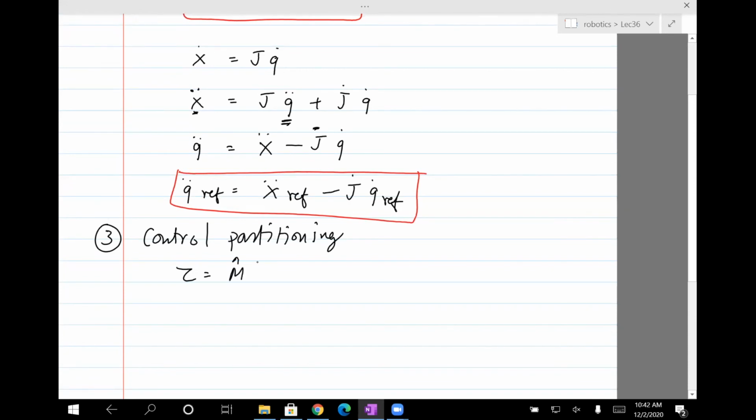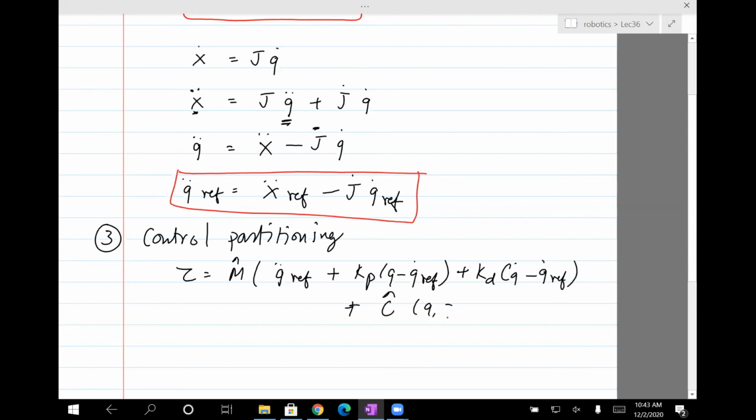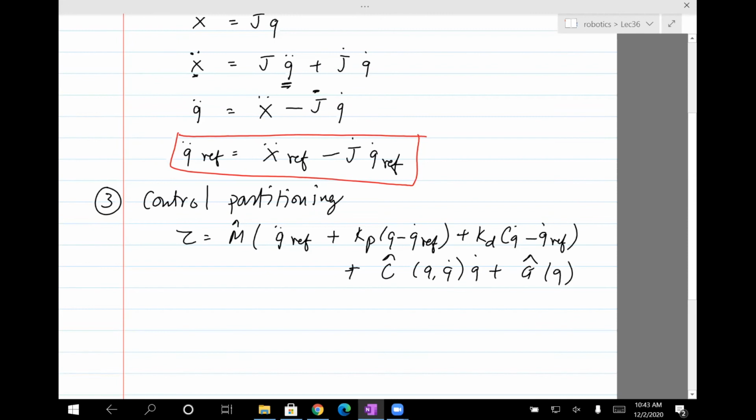It's basically M hat(q) q double dot ref plus Kp (q minus q ref) plus Kd (q dot minus q dot ref), plus C hat(q, q dot) times q dot plus G hat(q). Okay, so once we do that, we'll see that the manipulator actually follows the trajectory you want, because now we have found a relation between q ref and x ref.